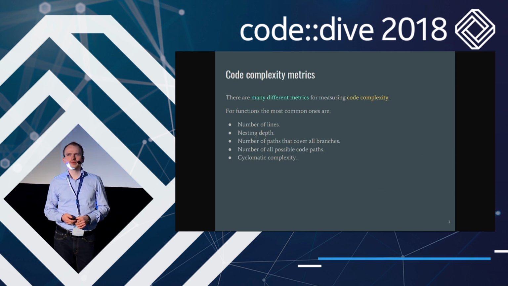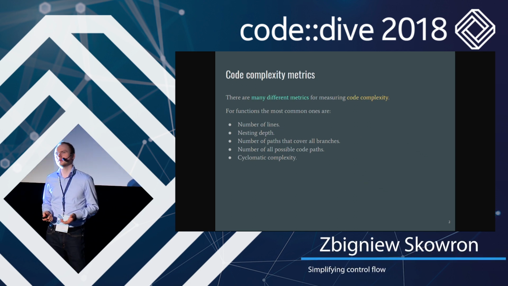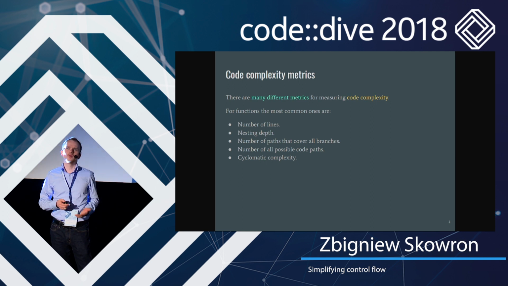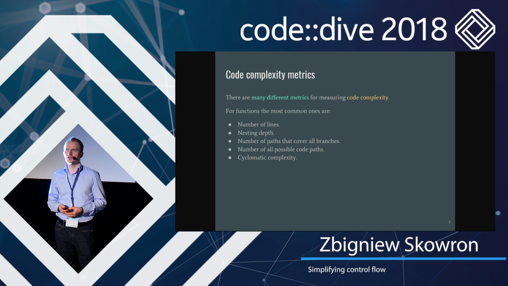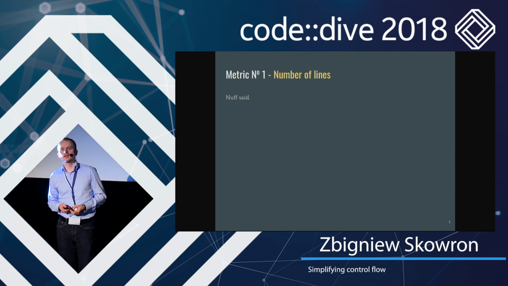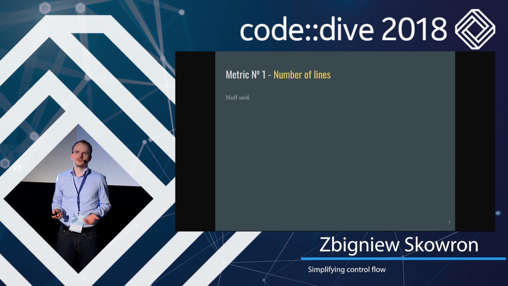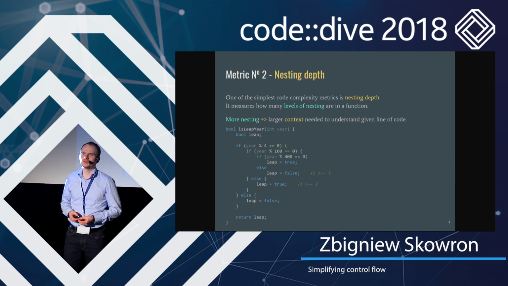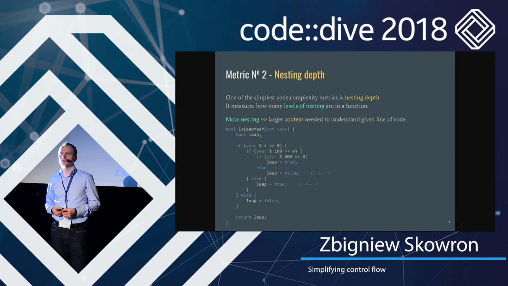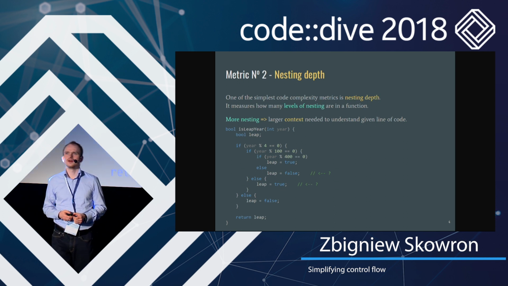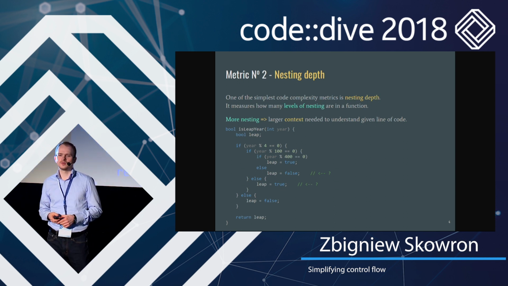So we have many different code complexity metrics that tell us how easy our code is to understand, how easy it is to change. The first one is number of lines of code. This is straightforward. The other one we can talk about is nesting depth of code in our functions.